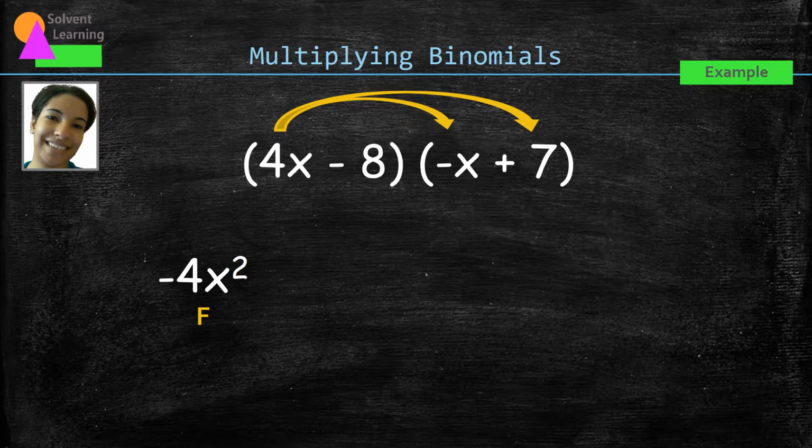Then we distribute the 4x to the 7, which gives us positive 28x. That would take care of the O in FOIL. Those were the two terms that were on the outside.